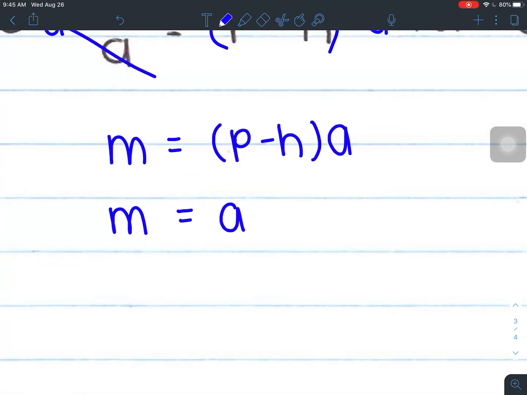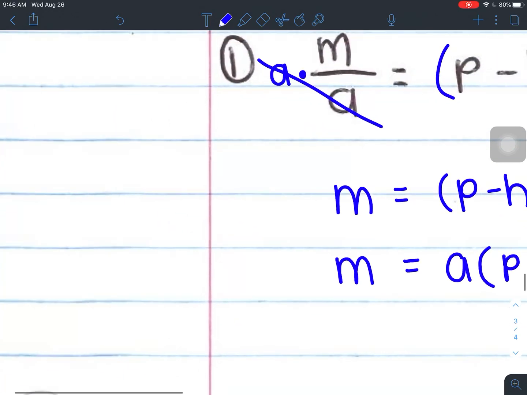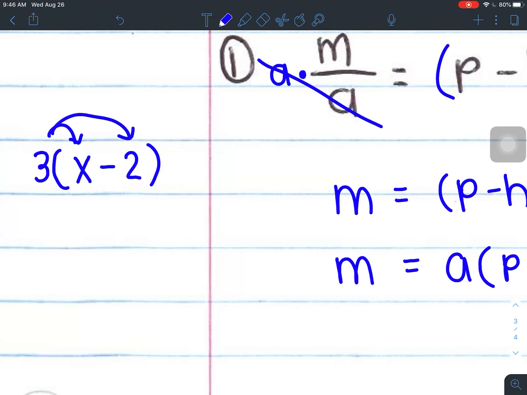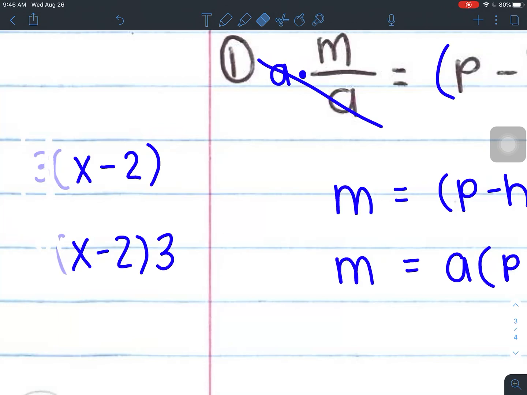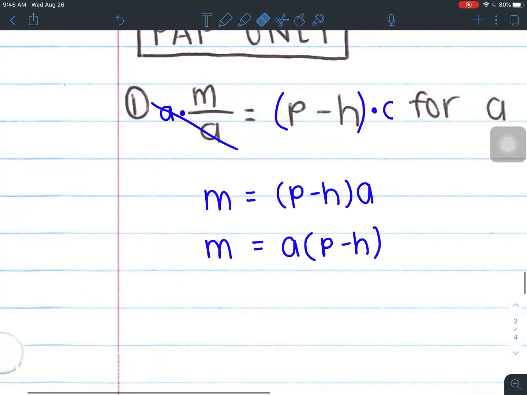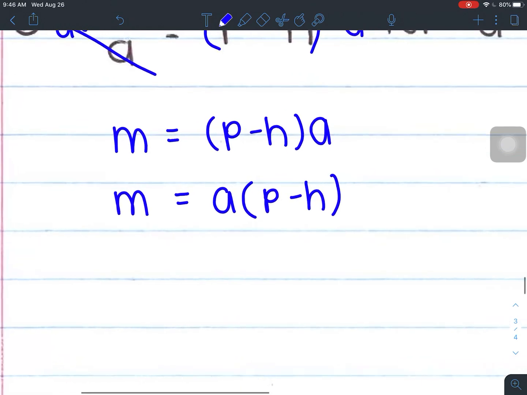And I'm actually going to rewrite this because I like to have the stuff that's attached in the front. Does that really matter? Not really. But typically when we put the number, we always want to put it in front. So for example, when I have 3 parentheses x minus 2, and you want to distribute the 3 in, you don't like to keep it at the back because then it looks kind of funny, right? Then you're like, that looks kind of weird. So that's why I moved the a to the front. So I'm just flipping it around.